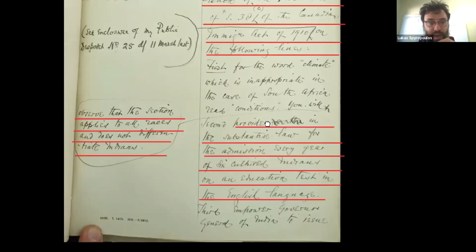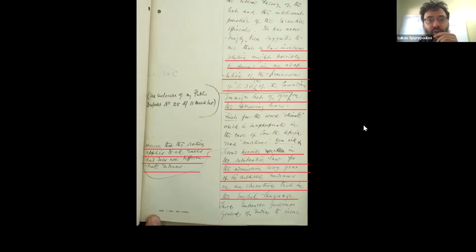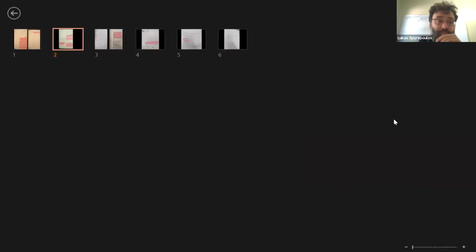Observe, this section applies to all races and does not differentiate Indians. Again, you're creating a euphemistic way of doing things. And what they want to do, interestingly, is that they want to provide some way of, this is what I was talking about, the meat to elite Indians. They want to find some way to basically give a language test that allows six cultured Indians on an education test in English language into the union on an annual basis.